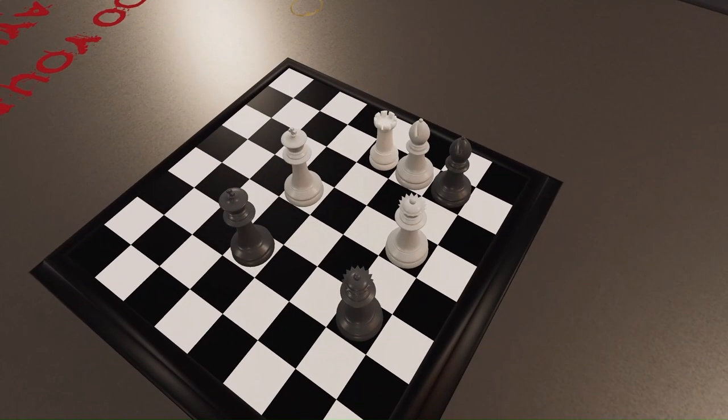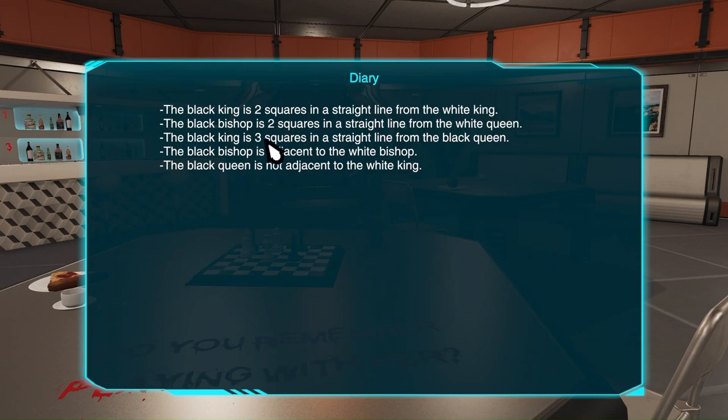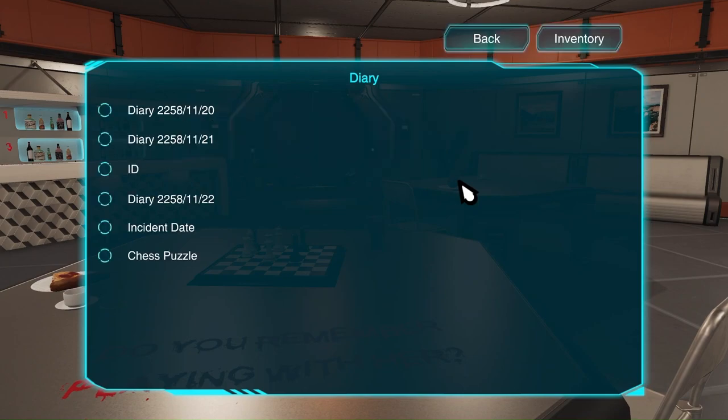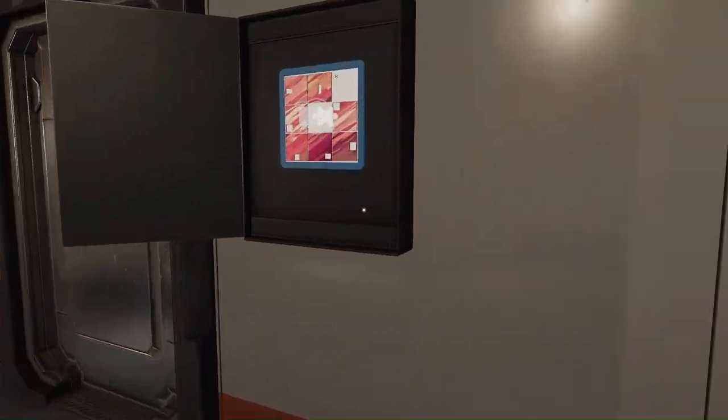I don't have the pointer now. But what I was doing was, I don't know how I got it in my head, I was under the impression I was doing black king three squares from the black bishop. I don't know how I did that. I was somehow getting the black king being two or three squares from the black bishop. That's why I was stuck. I couldn't get that out of my head. My fault.